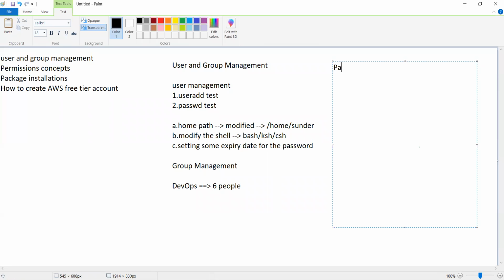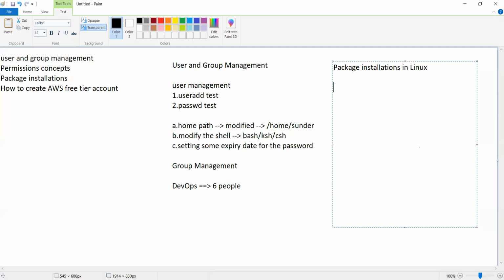So the next concept would be package installations. Package installations in Linux, right? So basically, the package installation in Linux. A package is nothing but software, guys. A package is nothing but a software, right?